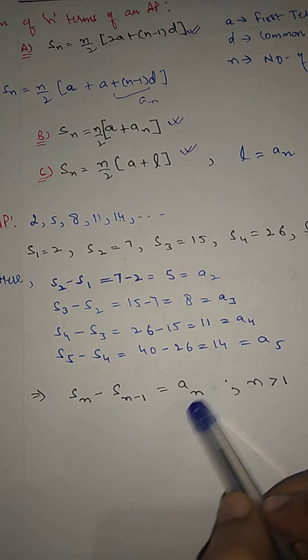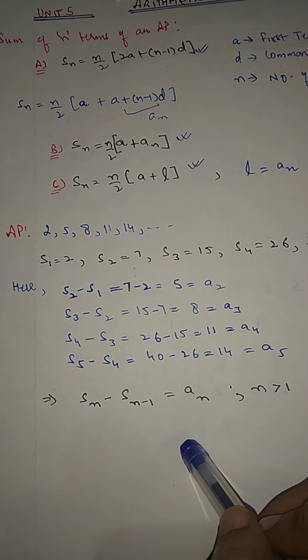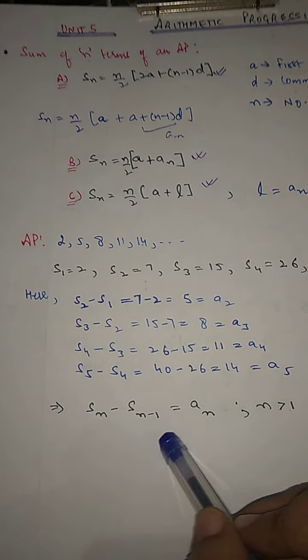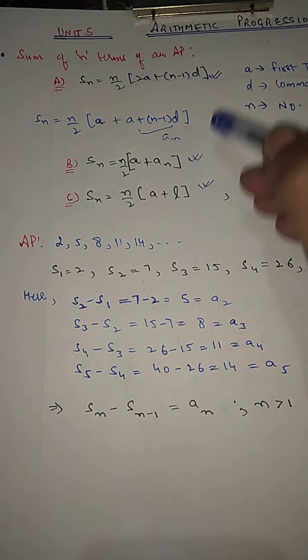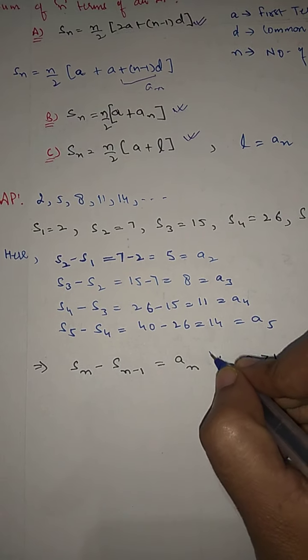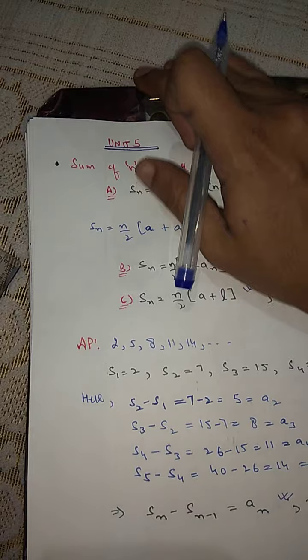That is, every term of an AP is equal to the sum up to that term minus the sum up to the preceding term of that AP. So these are the formulas Sn, Sn, Sn and an, which we have to use in this exercise. Now, after having these formulas, let's move further.